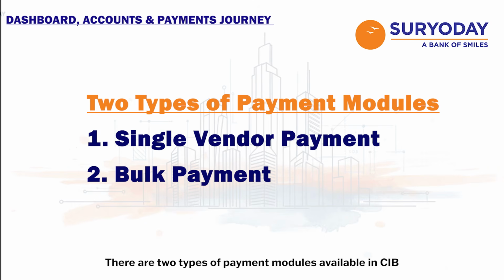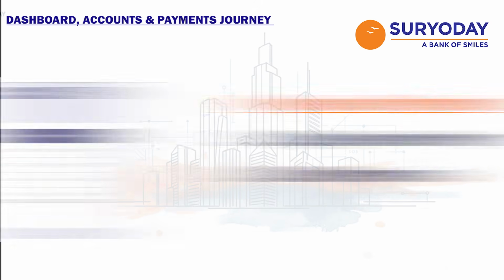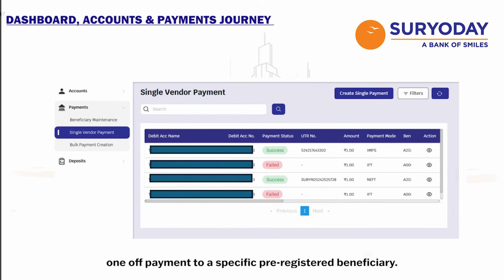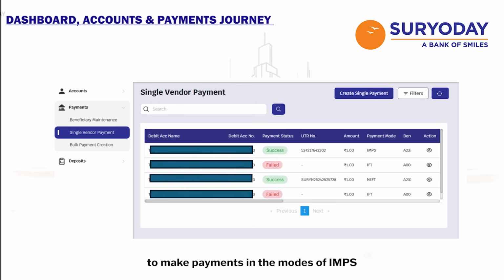There are two types of payment modules available in CIB. One is single vendor payment and the other one is bulk payment. Single vendor payment is used for making an individual vendor one-off payment to a specific pre-registered beneficiary. Under the single vendor payment, you can make payments in the modes of IMPS, NEFT, RTGS, and you can view, modify or cancel the transactions.